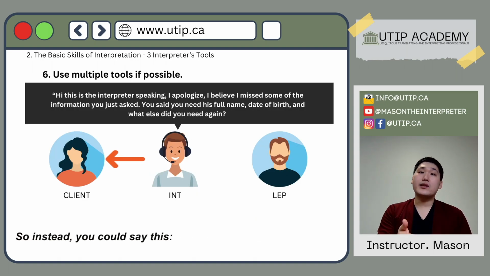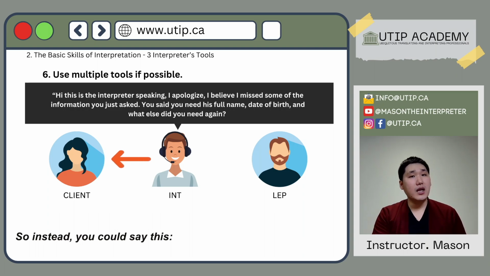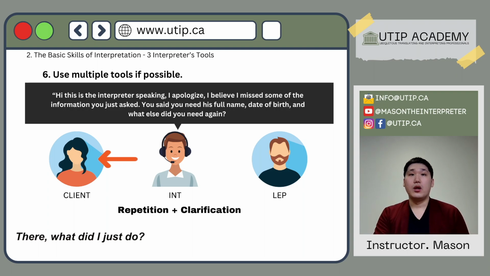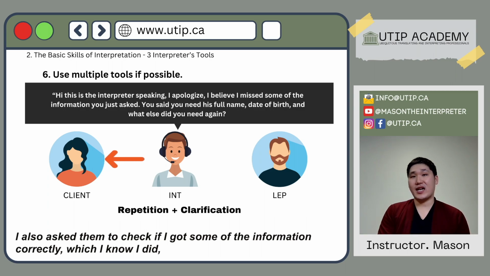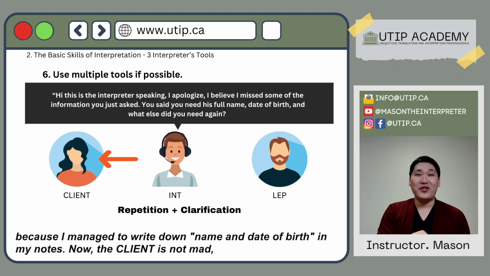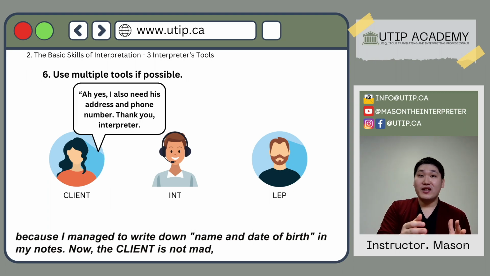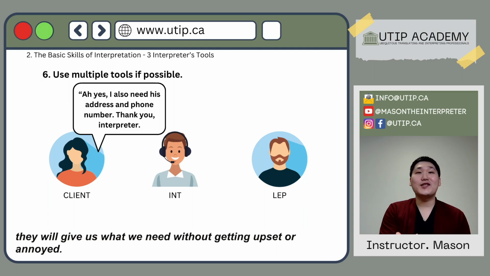So instead, you could say this. Hi, interpreter speaking. I apologize. I believe I missed some of the information you just asked. You asked his name, date of birth, and what else did you need again? There, what did I just do? I basically asked for a repetition. Since I asked the client to say what they said again, I also asked them to check if I got some of the information correctly, which I know I did because I managed to write down name and date of birth in my notes. Now the client is not mad. They will give us what we need without getting upset or annoyed.